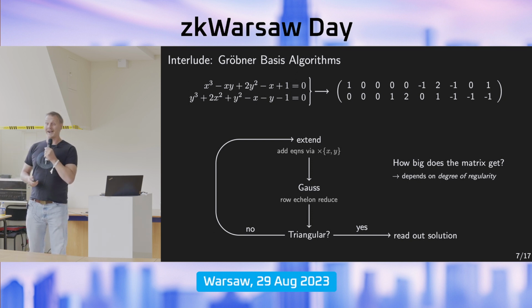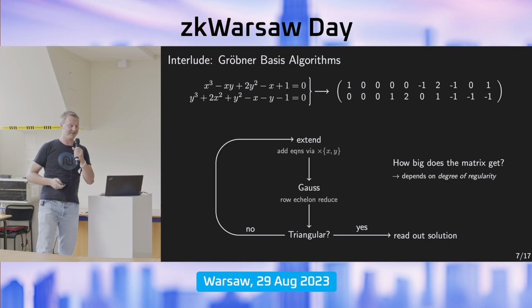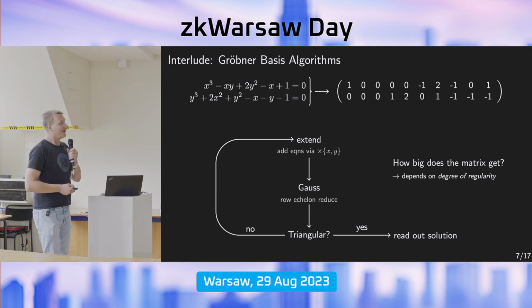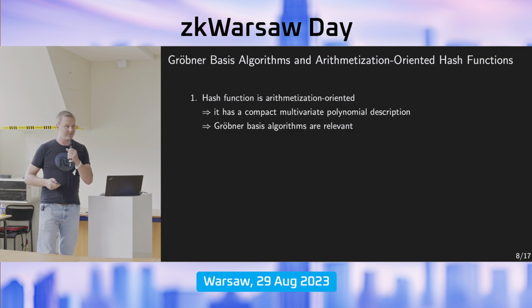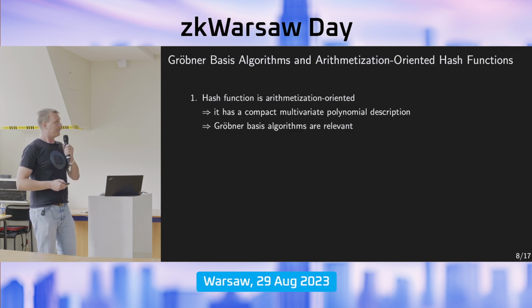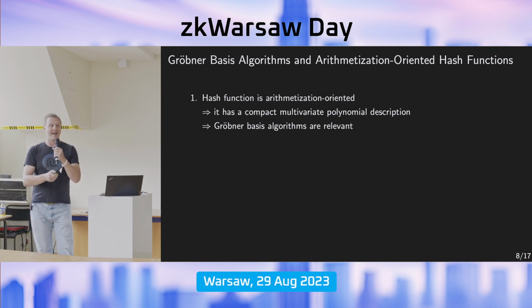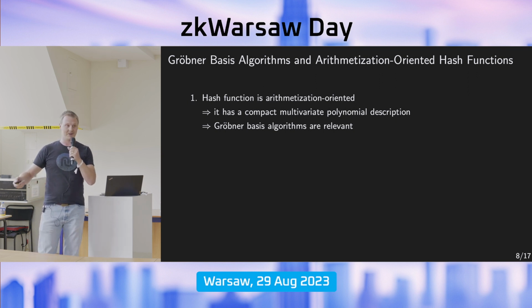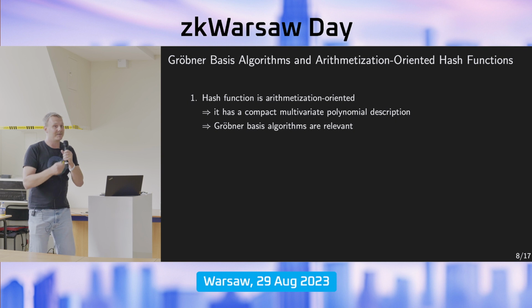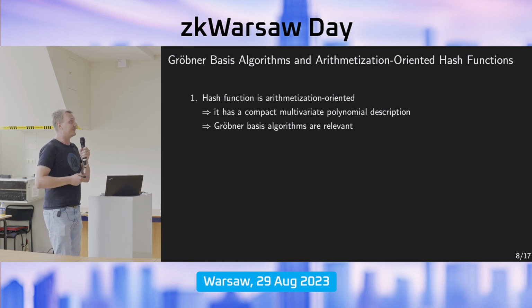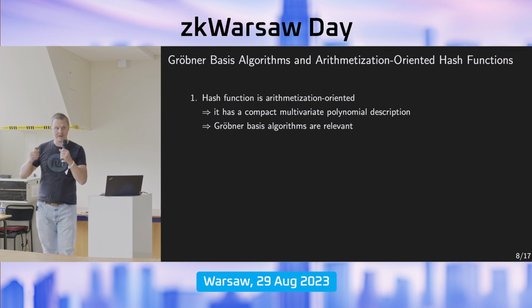So, back to arithmetization-oriented hash functions. If we're going to use Rescue or Poseidon or Tip5 or reinforced concrete, what is the degree of regularity? Very important question. Because if it's arithmetization-oriented and easily provable in the context of a zero-knowledge proof, that means by definition that there is a compact description of the hash function in terms of multivariate polynomials. And so Gröbner basis algorithms are relevant by definition.